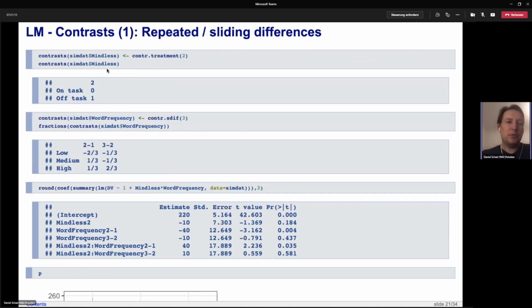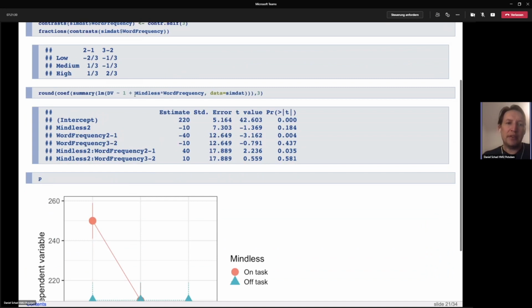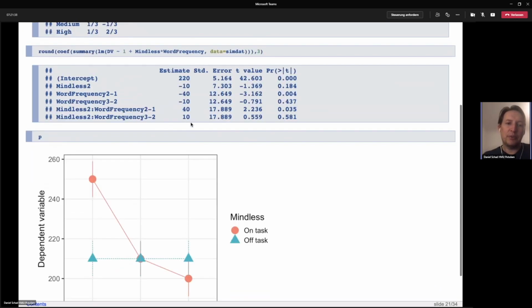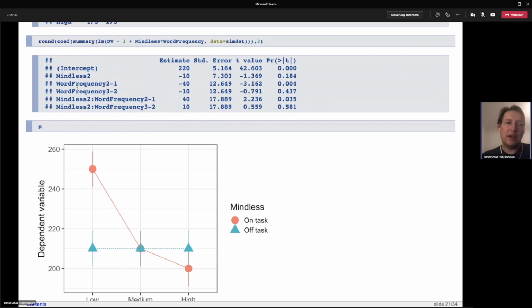Okay, so let's assume for mindless reading we have a treatment contrast. And for word frequency, we do a sliding difference contrast. So we take the difference between low and medium and the difference between medium and high. So now let's run the model, mindless times word frequency. How can we now interpret these regression coefficients that we get? What do these different things test? We can now see that we have not one main effect of word frequency, but we have two effects here. And we also have two interactions, and we have an effect of mindless.